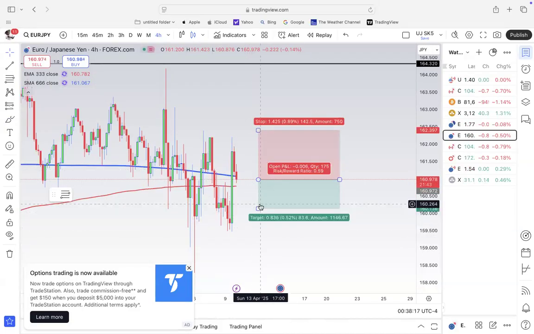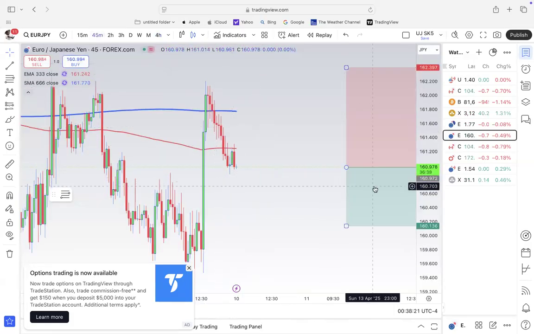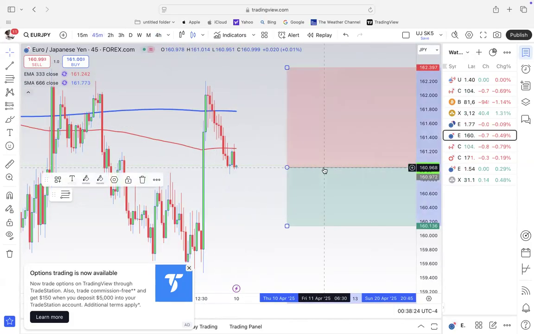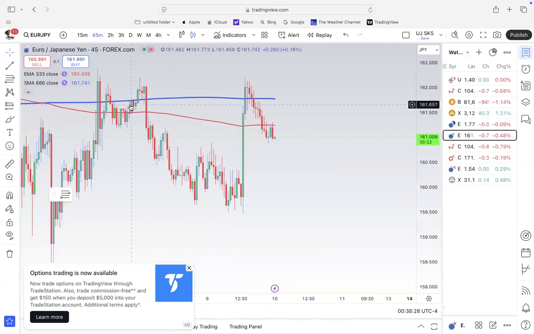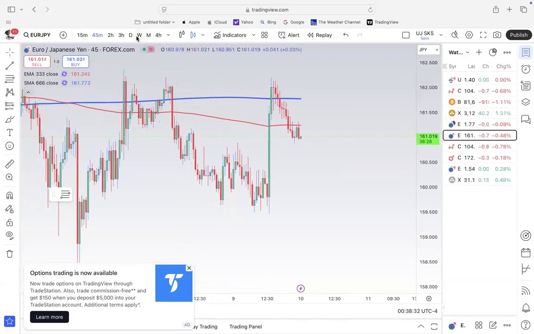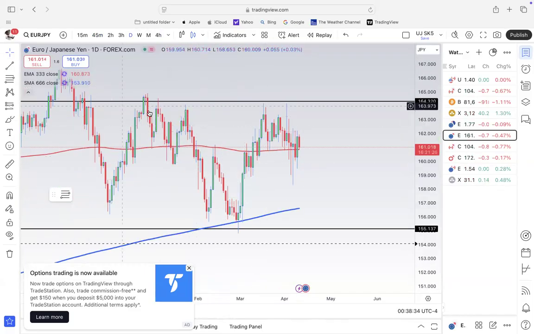So right now, I wouldn't take this trade as far. I'm actually going to drop down to a lower time frame. Let's go to the 45-minute time frame, and we can delete that, and I'll just mark it up myself. On the 45-minute, first on my stop loss, I don't want to see price go above this first black line.